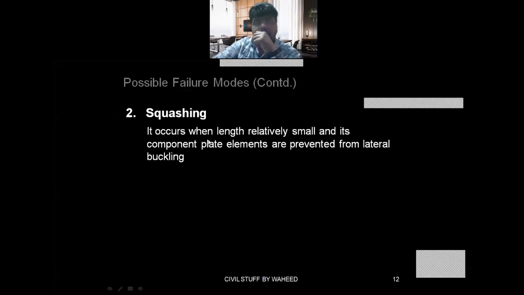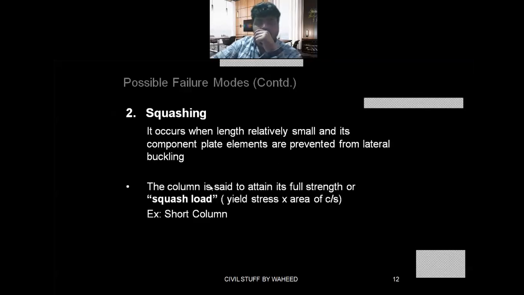It occurs when the length is relatively small and its component plate parts are prevented from lateral buckling. Means compared to its other elements, if the length is small, this squashing may occur. Okay. The column is said to attain its full strength or squash load by this. Means short column. The squashing failure will occur mostly in the case of short columns.